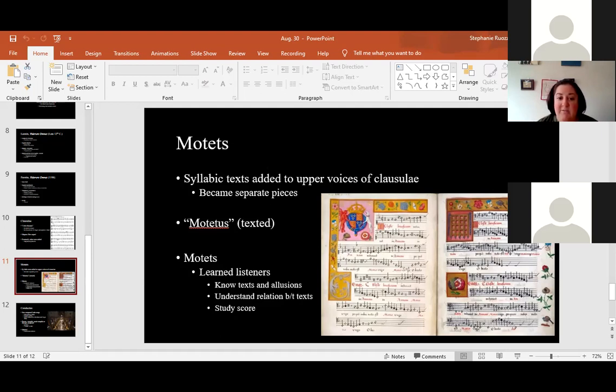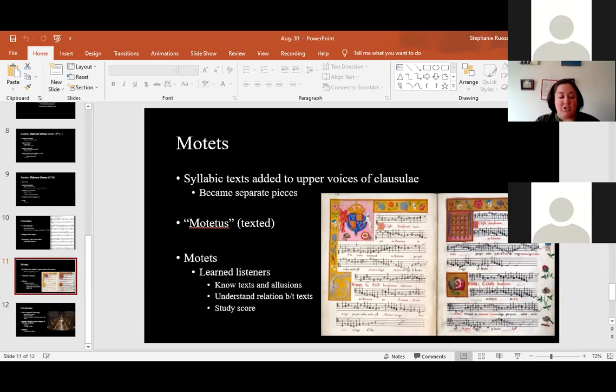Now, these motets were meant for very learned listeners. In other words, people who knew how to read music, write music, and study music. Why? Because they will know what the added text is and all the allusions within it. So the added text would usually comment on the original chant text that the tenor sang. The tenor sings the original chant, and the motetus, the triplum, the quadruplum are singing a different text that comments on the original chant text.